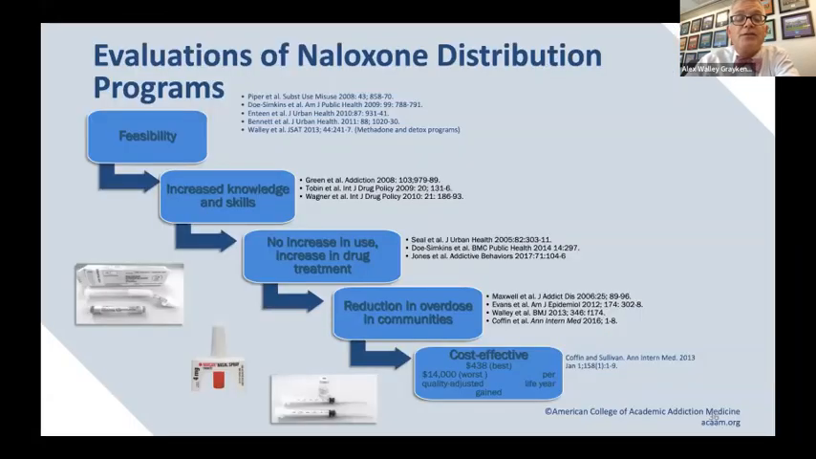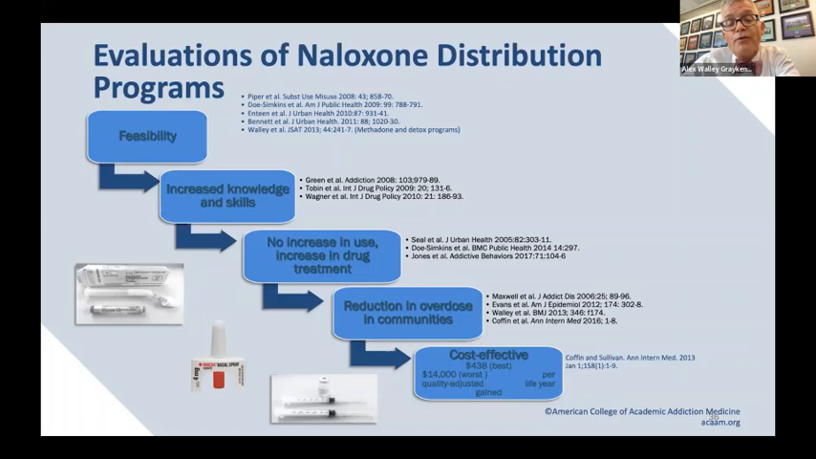And that is based not on randomized controlled trials of naloxone in the community. There are strong trials that show that naloxone works in the lab, but on the community level, it's been a series of observational studies that build this staircase of evidence that show that naloxone distribution is feasible. It increases knowledge and skills. There's no increase in drug use by distributing naloxone to people, but there is an increase in drug treatment.